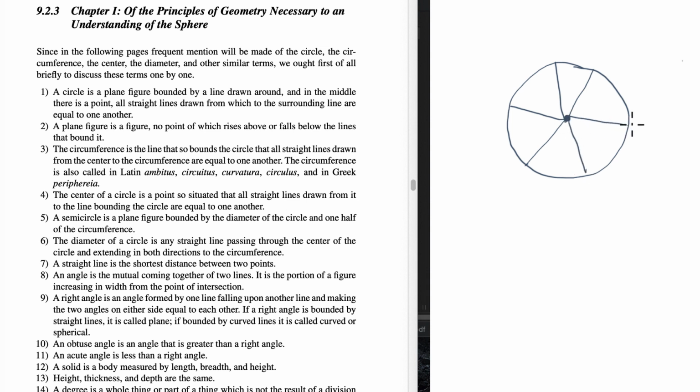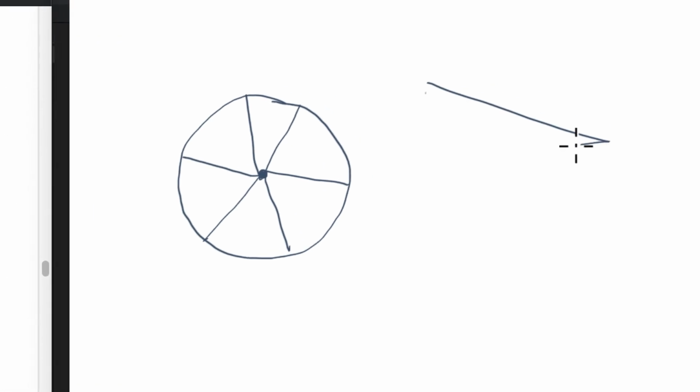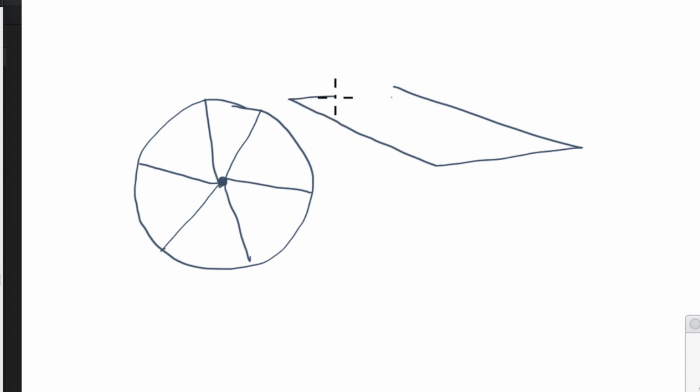Okay? He says a plane figure is a figure no point of which rises above or falls below the lines that bound it. So if you imagine a plane like this, there are 4 lines that bound it. I'm going to draw it kind of thick to just give it some perspective. Of course, it should be very, very thin, in fact, infinitely thin if it's truly a plane. But every point on this lies in the plane. There are no points on this plane that rise above these 4 lines that bound the plane. So that's what he means by a plane.